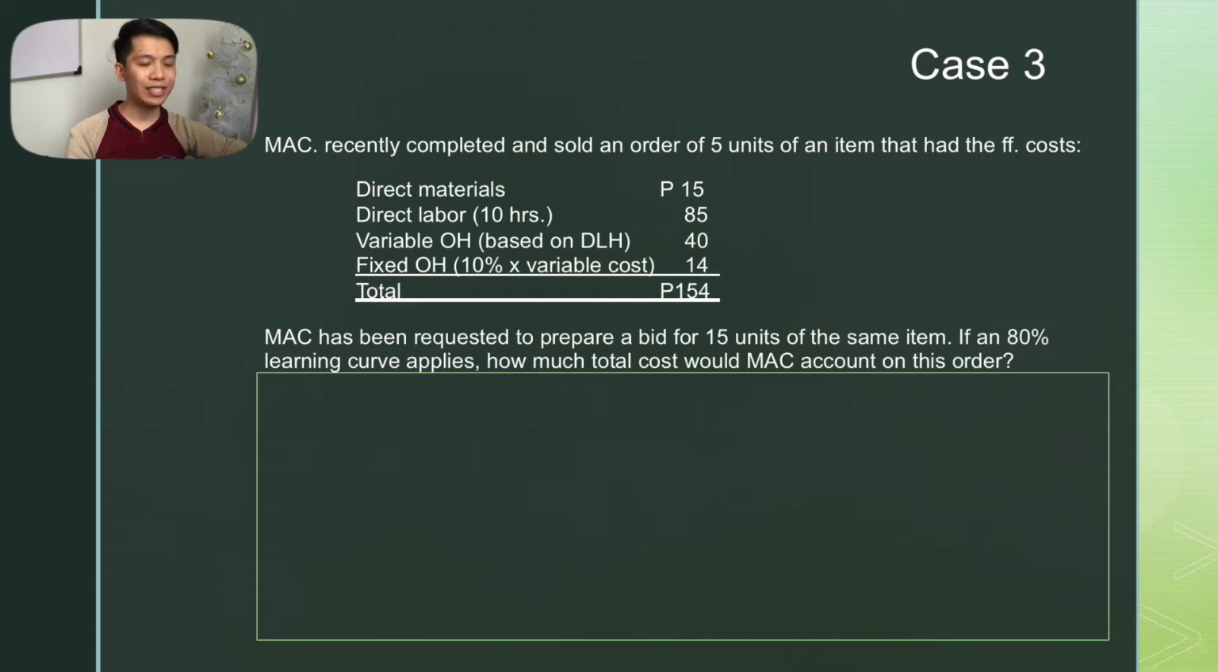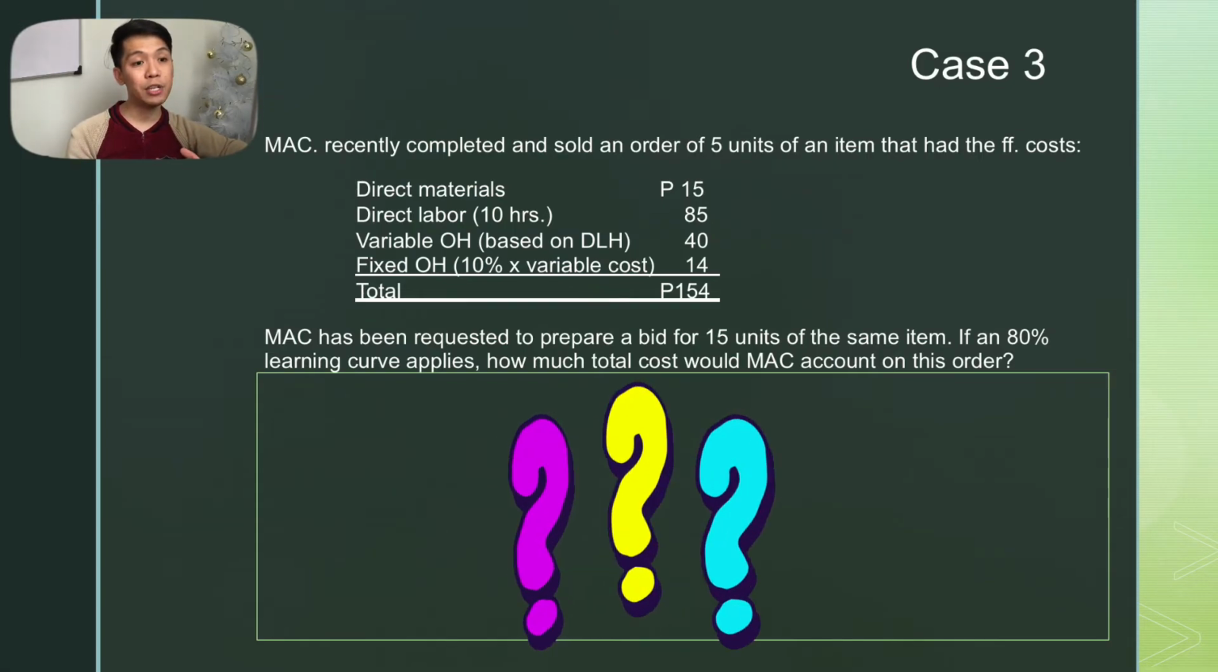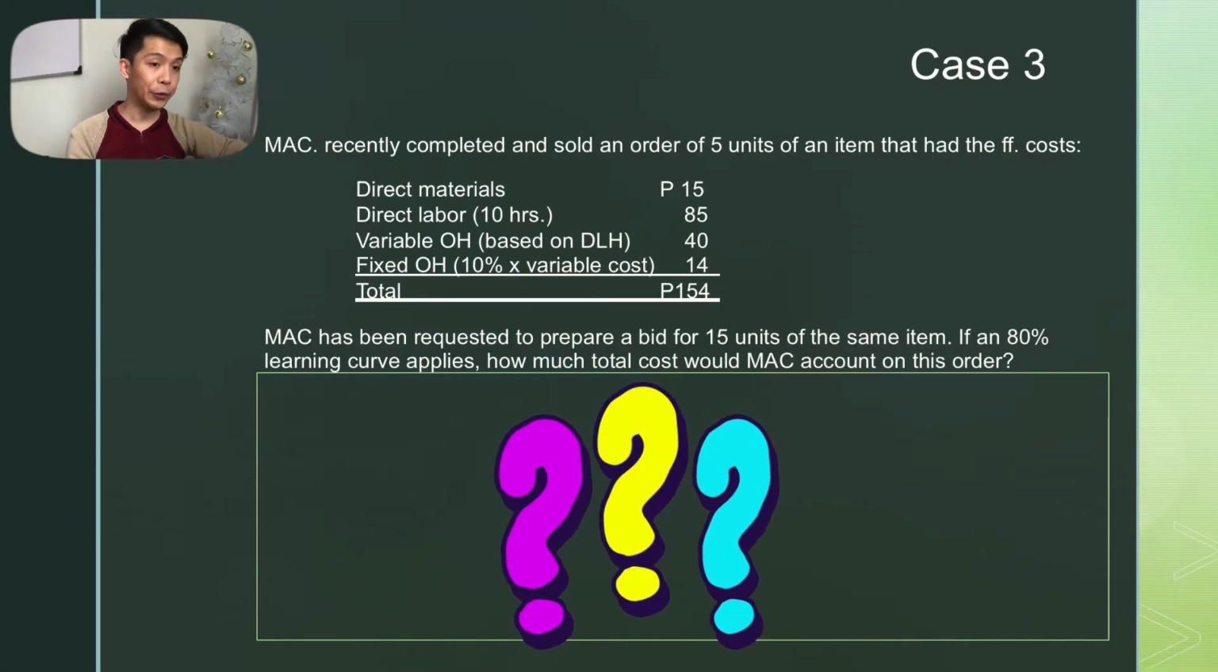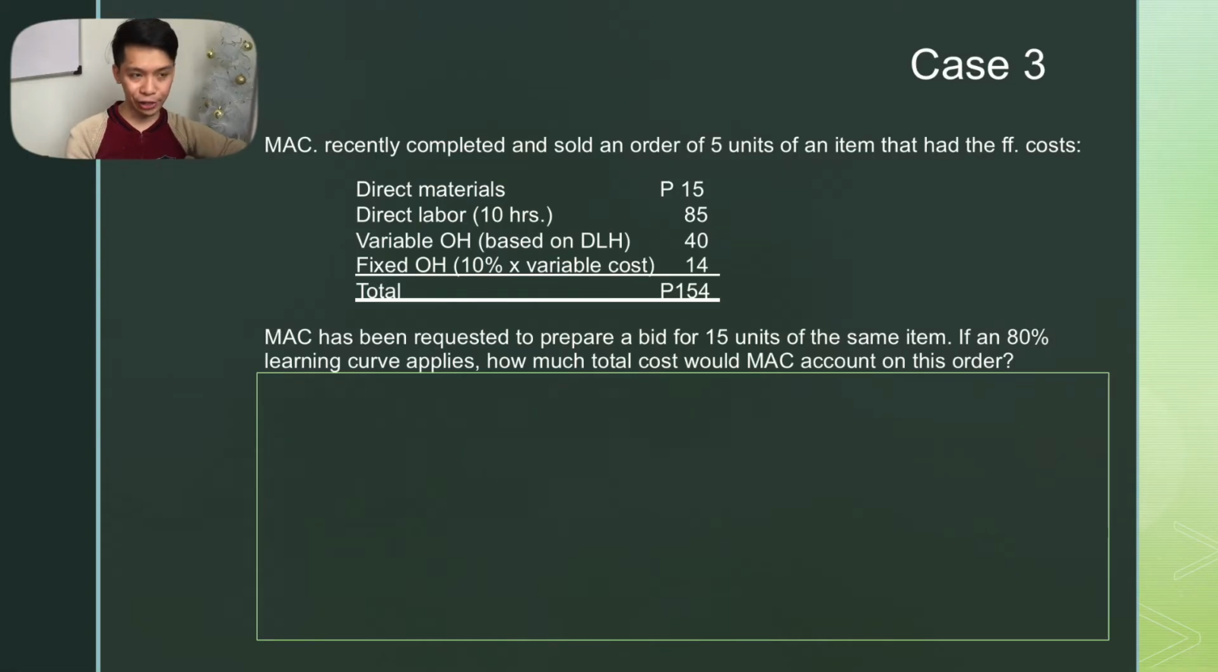MAC has been requested to prepare a bid for 15 units of the same item. If an 80% learning curve applies, how much total cost would MAC account on this order? Now, we have to understand that materials do not learn. Who learns? Only laborers. Only people can learn. Only direct labor and those that are based on direct labor would be affected by the learning curve, logically speaking.